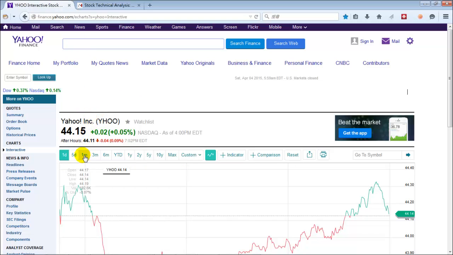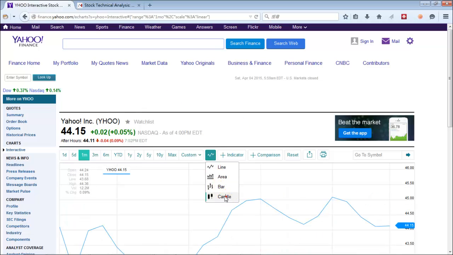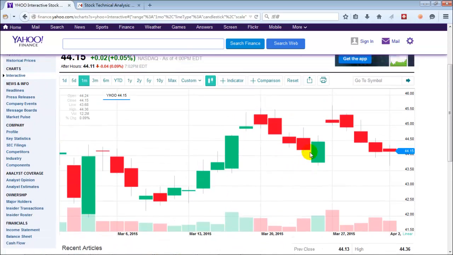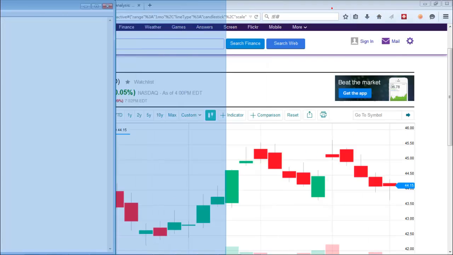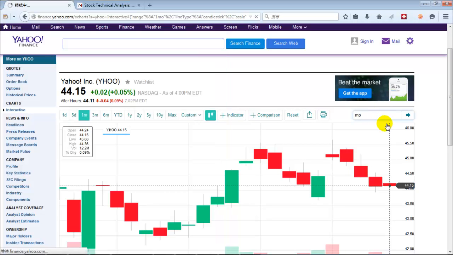And I'm going to switch to 1 month and switch this thing over here to candlesticks. This gives us the candlestick for each day, which is very informative for predicting trends. Now I'm going to show you the top two, which are swing trades based on the candlesticks. First one is MO.